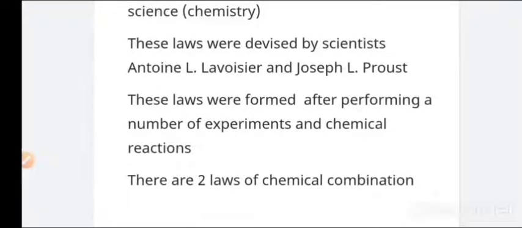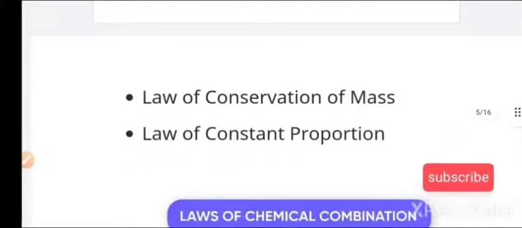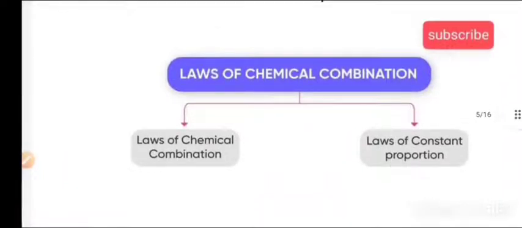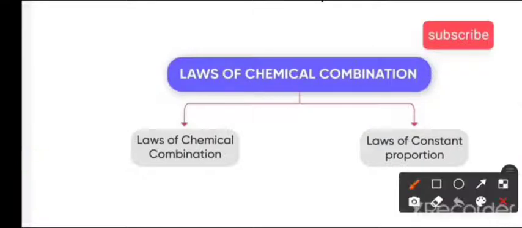Then they found two laws of chemical combination: the law of conservation of mass and the law of constant proportion. Okay. Here we divide the laws of chemical combination into two types. First one is the law of conservation of mass. Second one is the law of constant proportion.